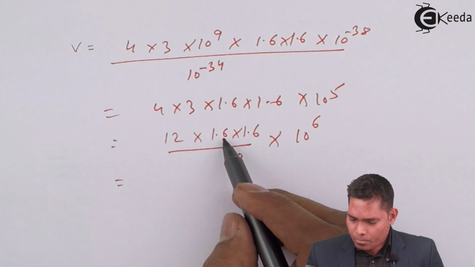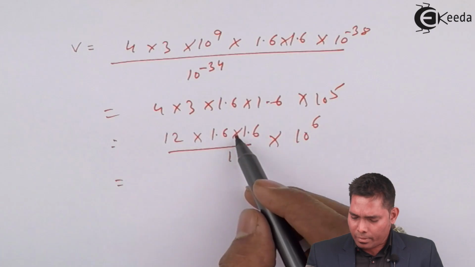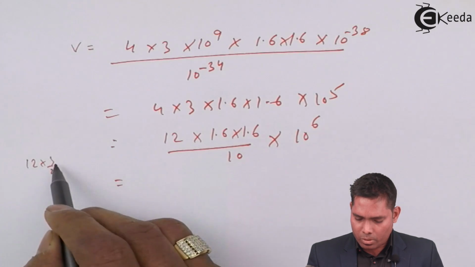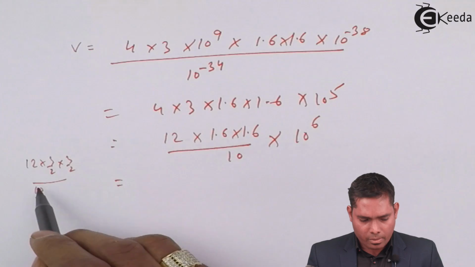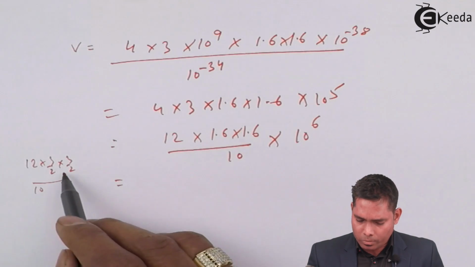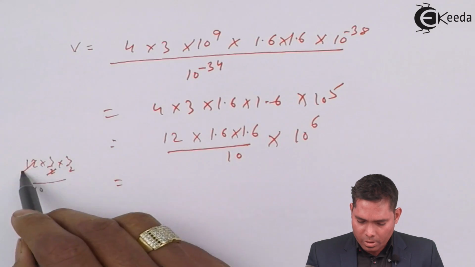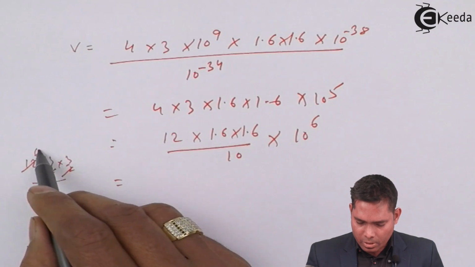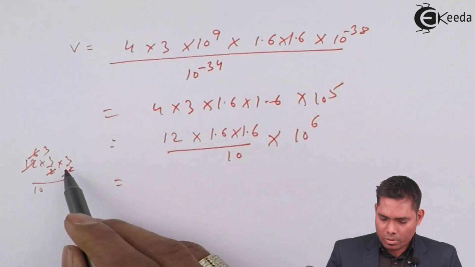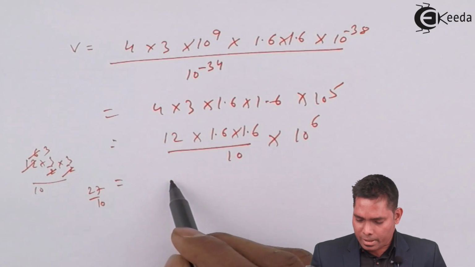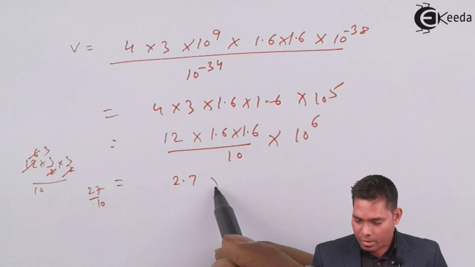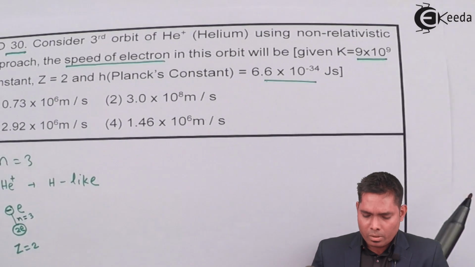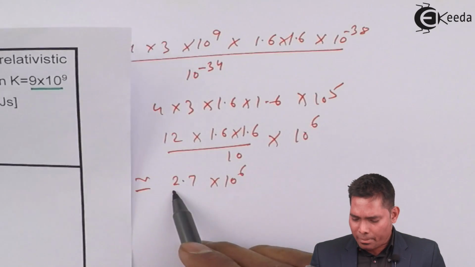Okay, if I take approximately 1.5, 1.5, then this is 3 by 2, 3 by 2, so it is 12 into 3 by 2, 3 by 2 and by 10. Okay, now this is 6 and this is again 3, so 27 by 10, approximately I'm getting here 2.7 10 to the power 6, approximate, all calculations approximate, and that is what you should solve also, 10 to the power 6. So approximately I'm getting 2.7.